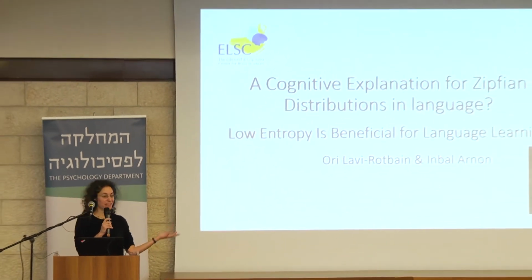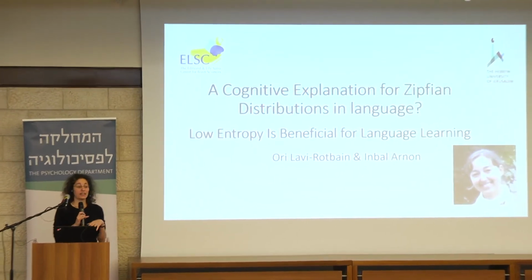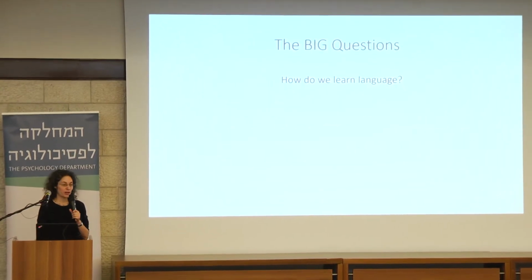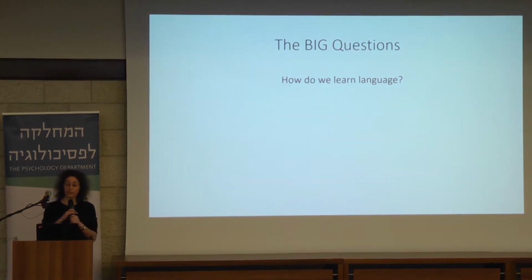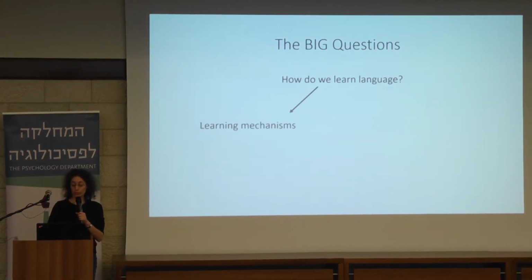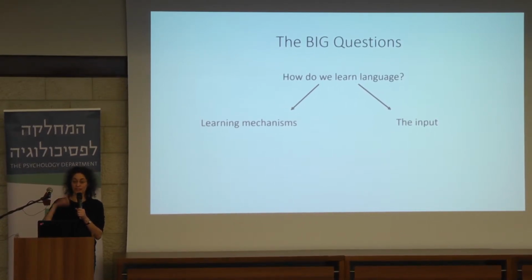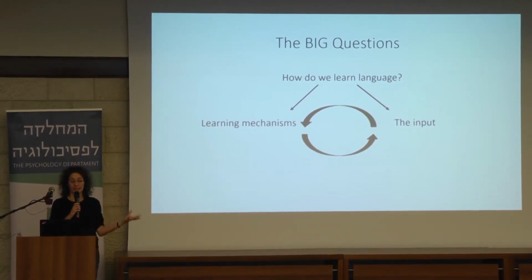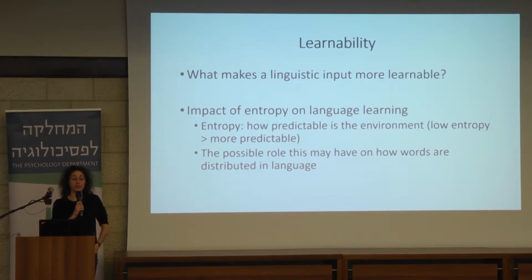So: a cognitive explanation for Zipfian distributions in language, and a less speculative title, low entropy is beneficial for language learning. The big questions we're interested in my lab in general is how do we learn language? And in particular, what is the interaction between learning mechanisms and the kind of input that learners receive, and how this feedback cycle can explain various outcomes, differences between kids and adults, and also how languages are structured in general.